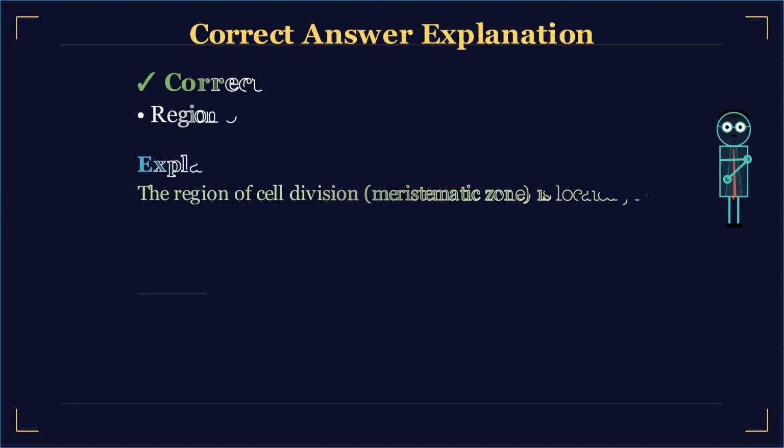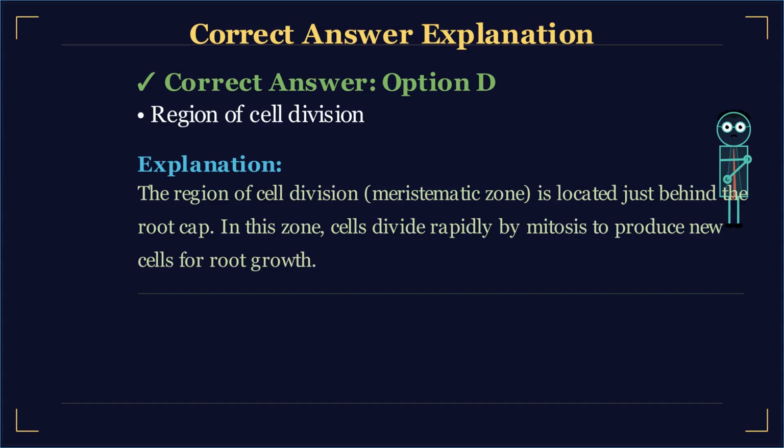Here's the explanation for the correct answer. The region of cell division, the meristematic zone, is located just behind the root cap. In this zone, cells divide rapidly by mitosis to produce new cells for root growth.